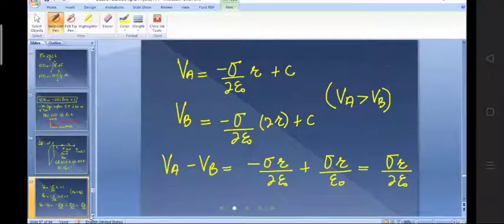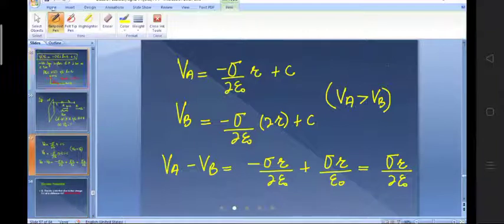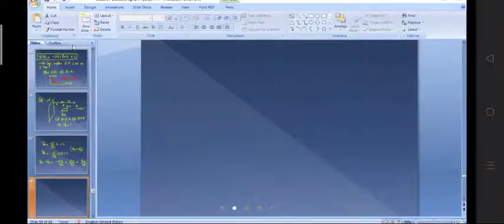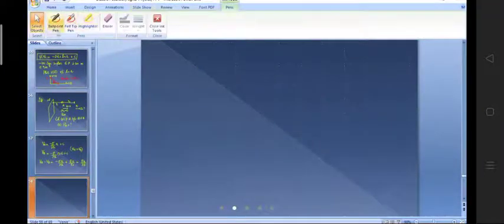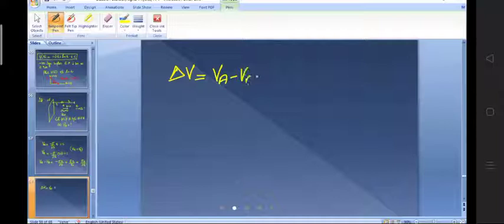So that means, what is the potential difference between the points A and B? The potential difference between the points A and B is equal to this. So here I will write down delta V, the potential difference, which is equal to VA minus VB, which is in turn equal to sigma into R divided by 2 epsilon naught. Okay, this is the potential difference. We are done with part A. Part B is what we have to calculate.